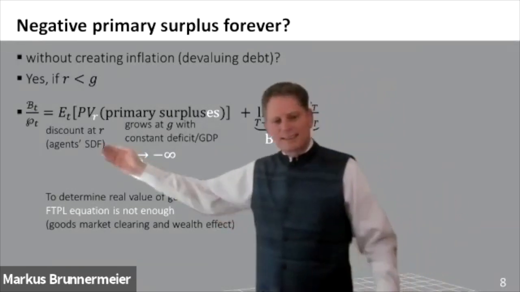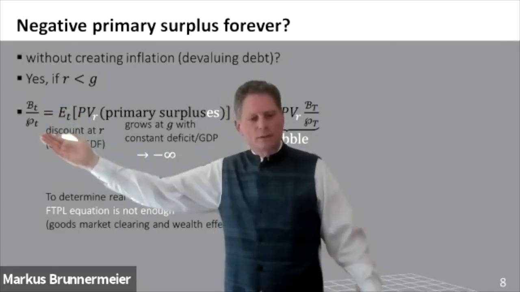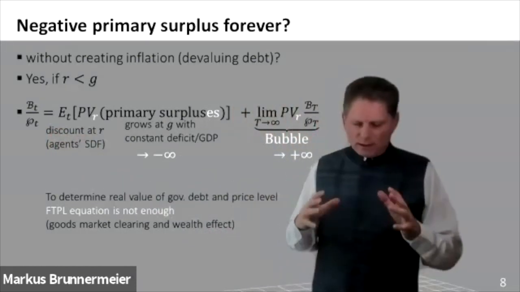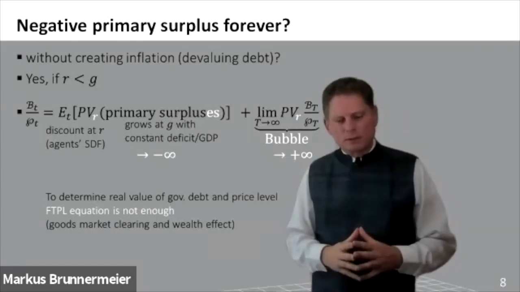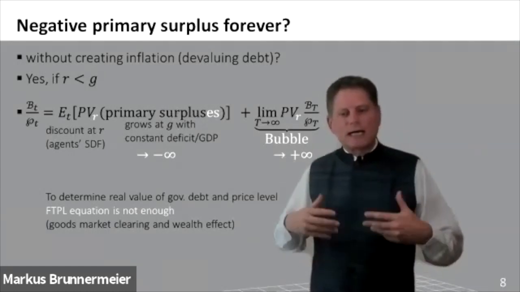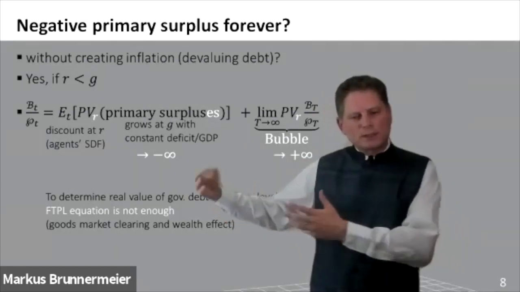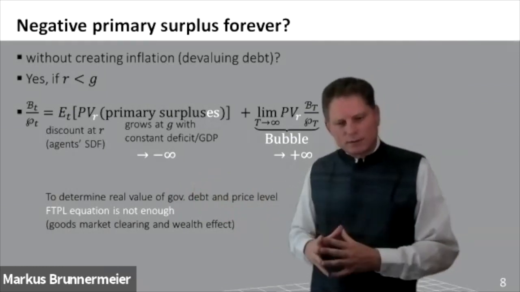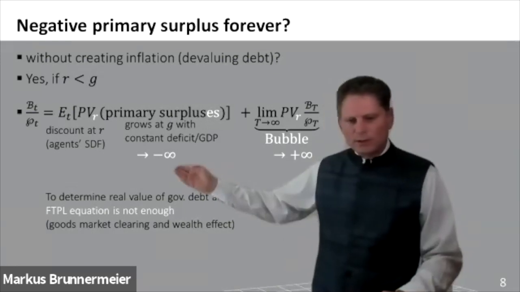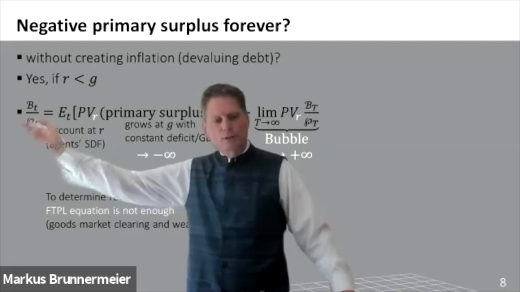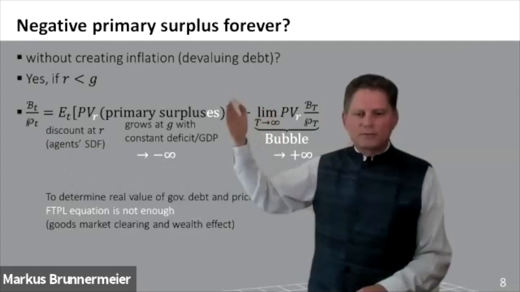Of course, what pins down the real value of the bonds in equilibrium is another equation: essentially the goods market clearing condition. The intuition is the following: if people hold government bonds, and the value of the government bonds becomes higher and higher, they feel wealthier and wealthier, and then they want to consume more. And if there are not enough goods out there, it will not work out. That determines what the value of the government bonds is. So you pin this down from the goods market clearing condition, using other equilibrium conditions rather than the FTPL equation.